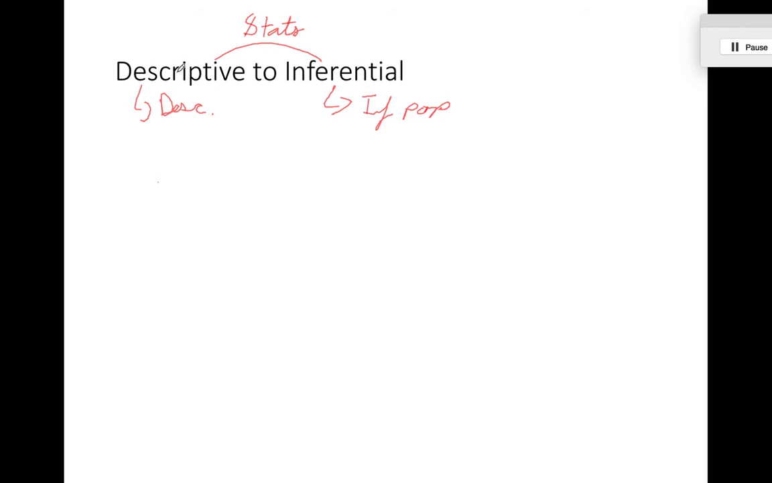So descriptive statistics are measures that are used to describe your samples. What are we talking about here? We're talking about measures of central tendency like the mean, median, and mode. We're talking about measures of variability like standard deviation, range, variance, etc. And when we move over to inferential statistics, we're now trying to infer about the population using your sample.